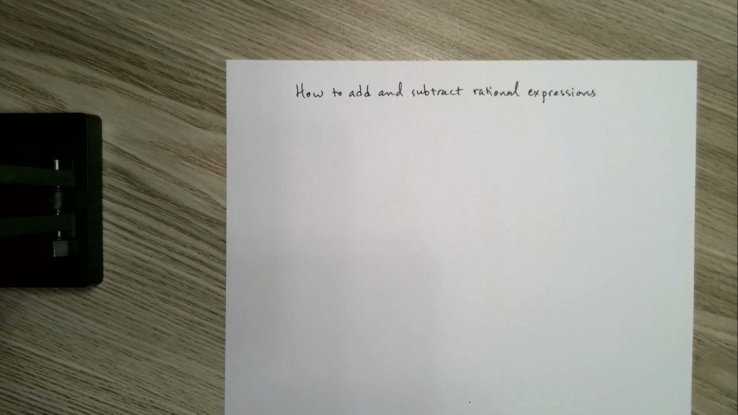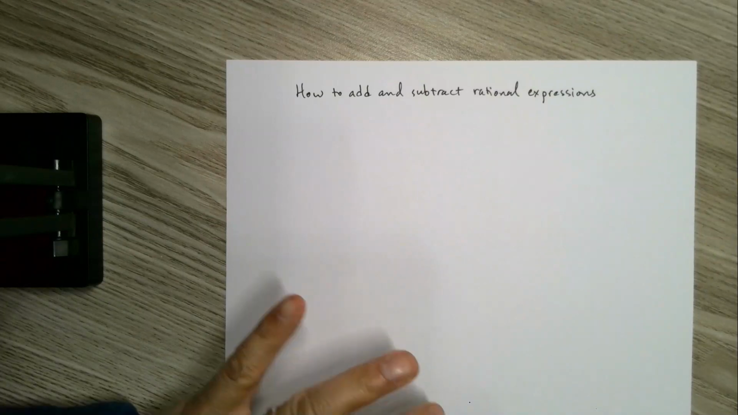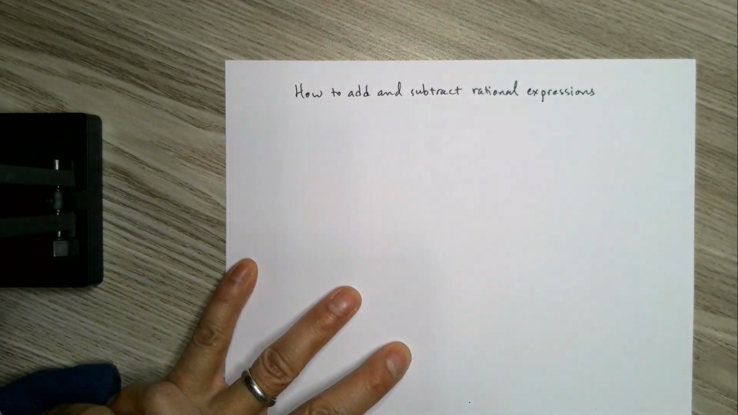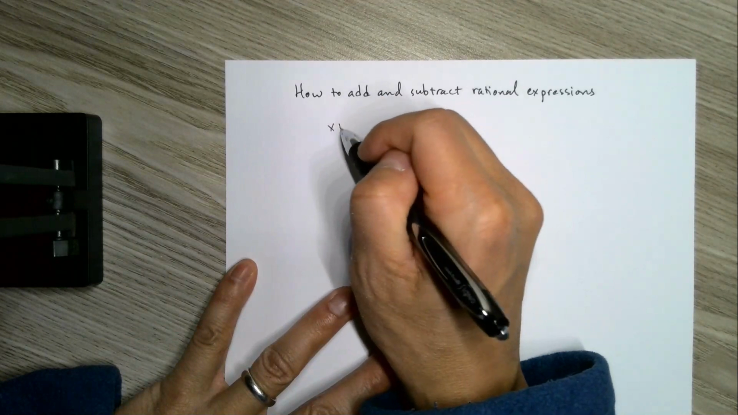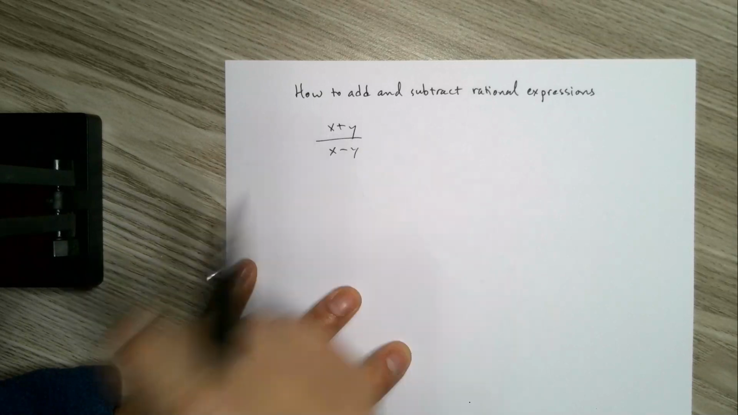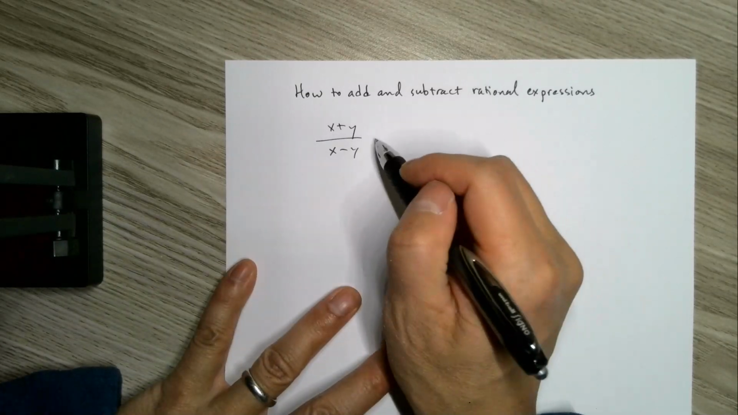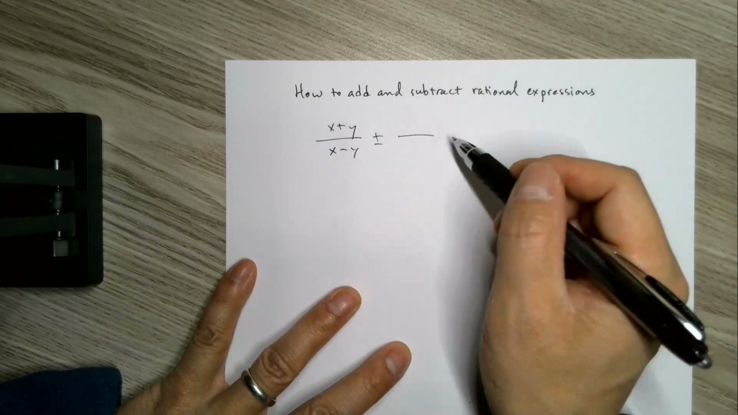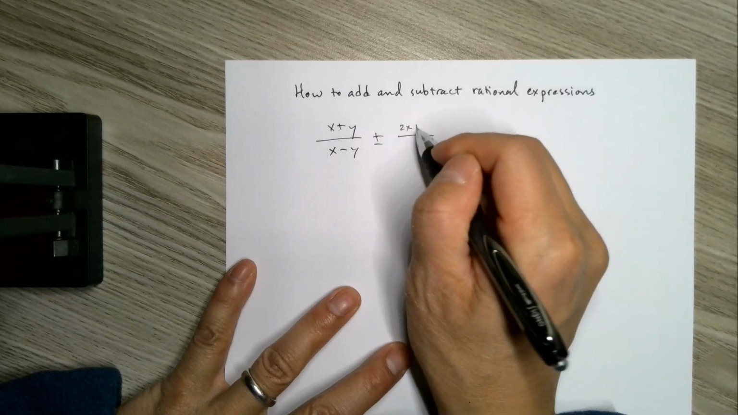We're gonna do some algebra, specifically how to add and subtract rational expressions. Let's review what a rational expression is first. A rational expression is usually just a polynomial over a polynomial. So x plus y, that's a polynomial, over x minus y, another polynomial. And we're going to add or subtract something like that with another fraction that is similar to it.